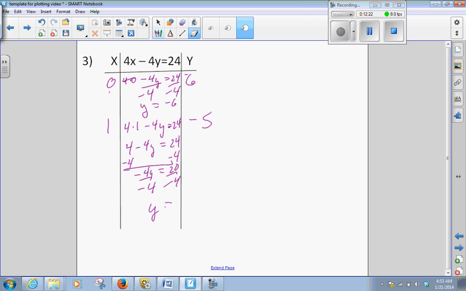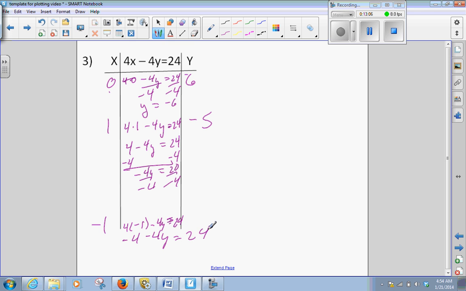Let's keep this down just a little bit. Last but not least, I'm going to see what happens if I put in a -1. You guys go ahead and try it on your own for a moment. So instead of putting in 4 times x, I'm going to put in 4 times -1 minus 4y. Oops. Let's try to write that a little smaller. So 4 times -1 minus 4y is equal to 24. So I've got 4 times -1, which is -4, minus 4y is equal to 24.